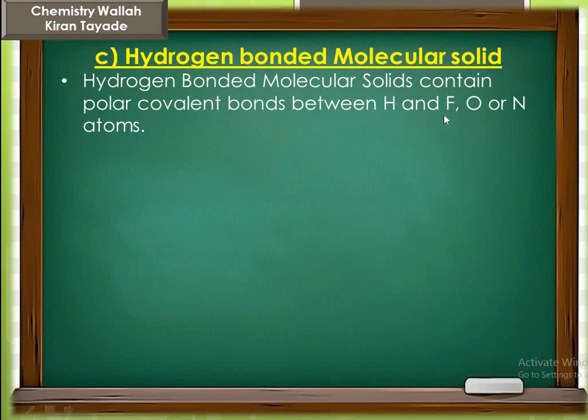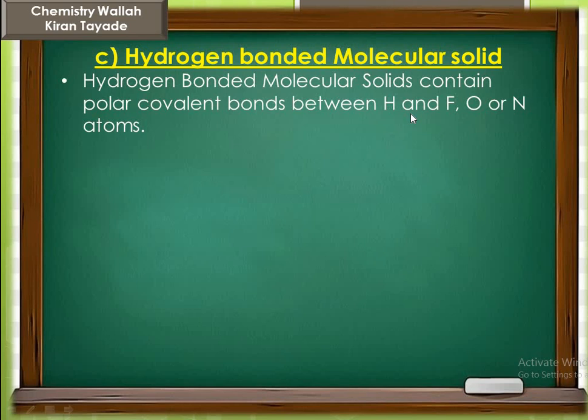Between hydrogen and an electronegative atom like fluorine, oxygen or nitrogen. What is a hydrogen bond? The bond between the hydrogen and an electronegative atom. It is the bond between the hydrogen atom of one molecule and the electronegative atom of the other molecule.